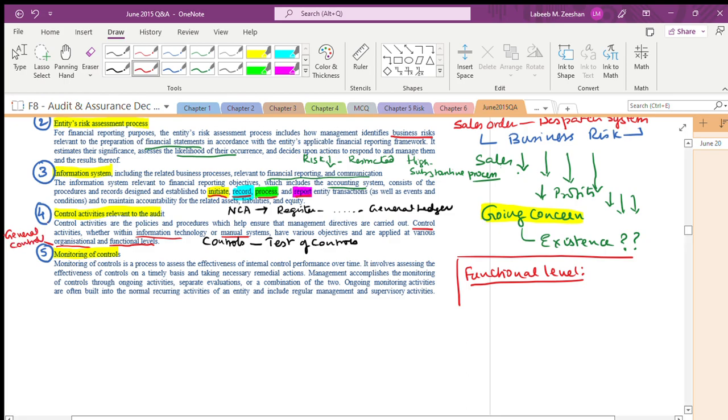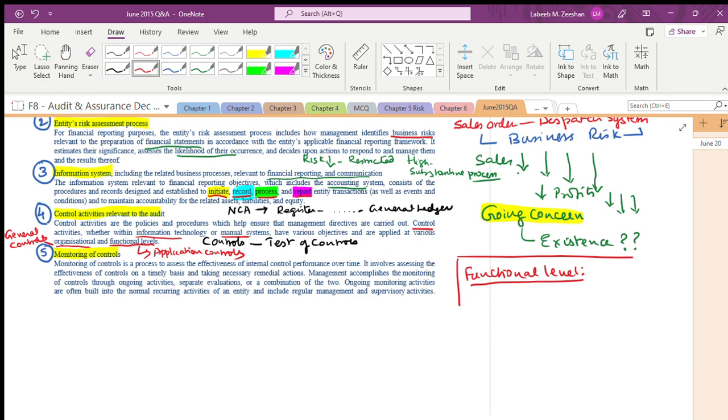Now you should have more knowledge than me, because you are revising the things repeatedly. Functional levels are application controls. Is that the fourth activity? What are the things? Again I am repeating. You have control environment, risk assessment process, information systems, control activities, and monitoring of controls. I will ask you anytime the moment we are coming back on Monday. Anything I will ask, okay?